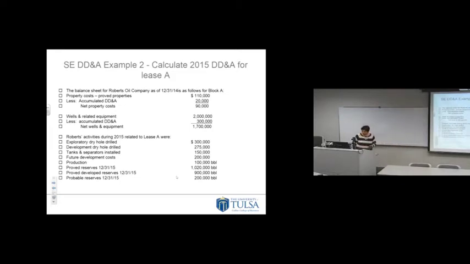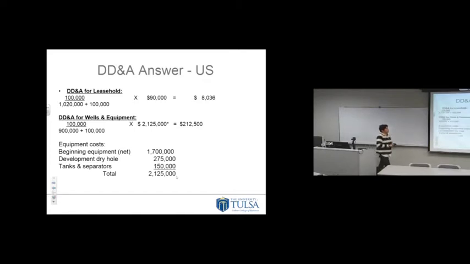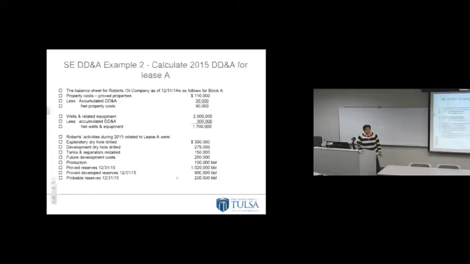Again, I will never use those under U.S. GAAP. So U.S., again, remember, is going to separate out leasehold and equipment separately. So we start with leasehold. Our leasehold, what is our net book value? We started with a net book value of $90,000, 110 minus 20 that we'd already written off. So that net book value is $90,000.